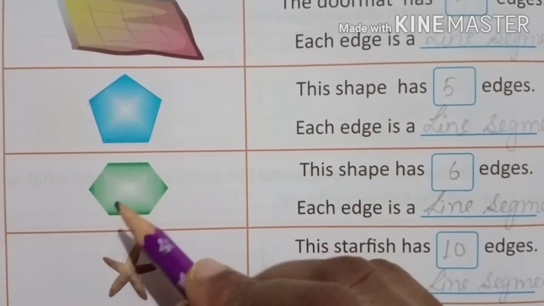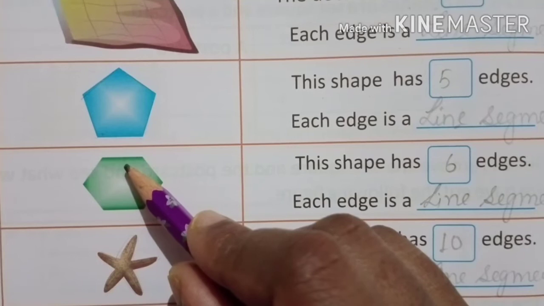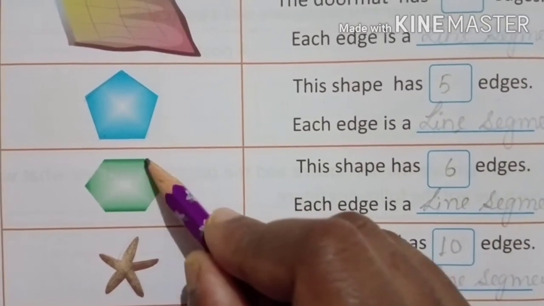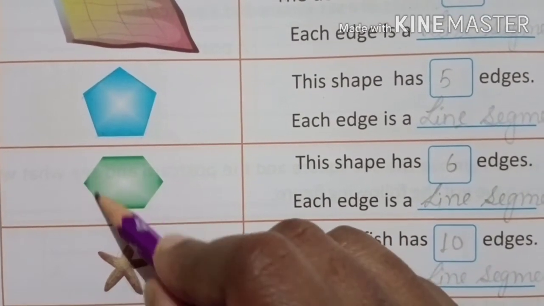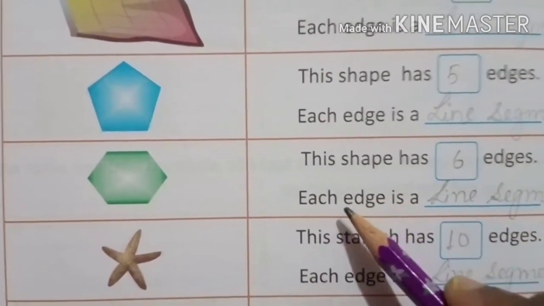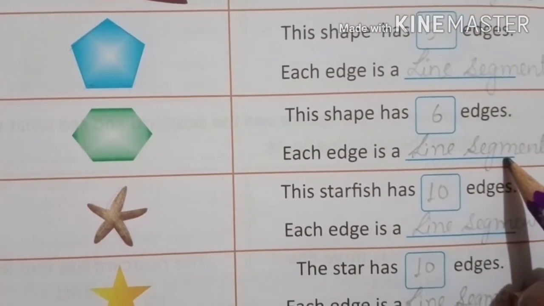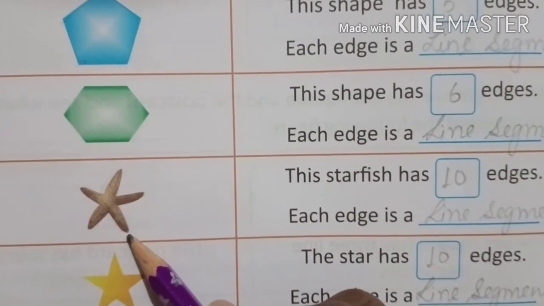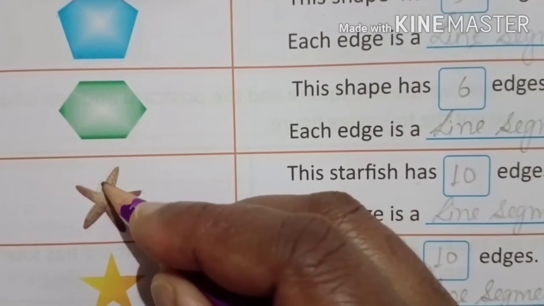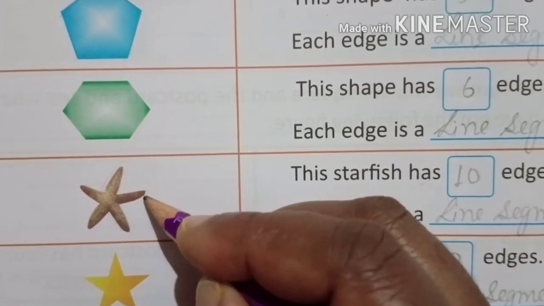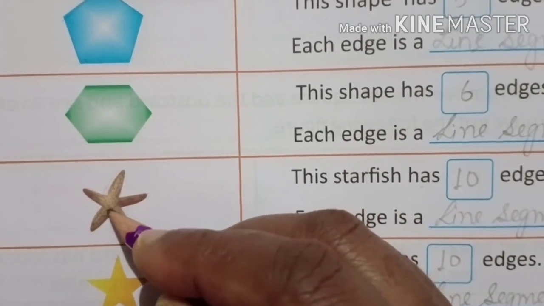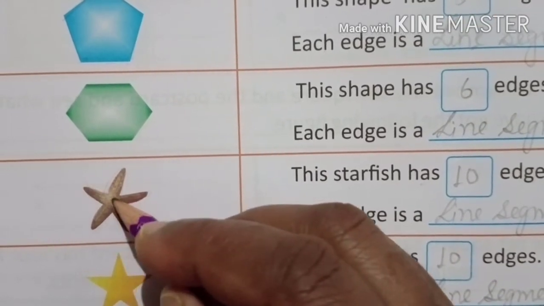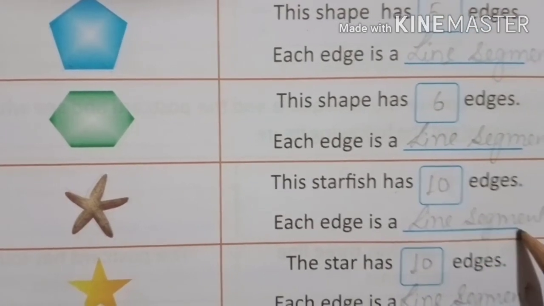Next one, this shape has 6 edges. 1, 2, 3, 4, 5 and 6 edges. Each edge is a line segment. Now children, what is it? It is a starfish. The starfish has 10 edges. Just see. 1, 2, 3, 4, 5, 6, 7, 8, 9 and 10. And each edge is a line segment.